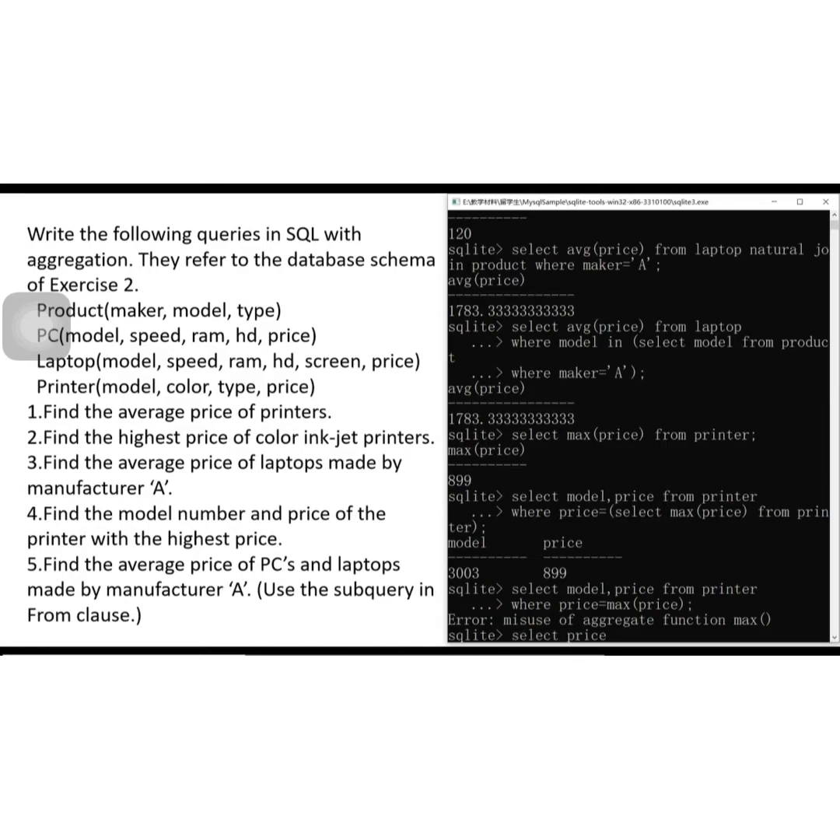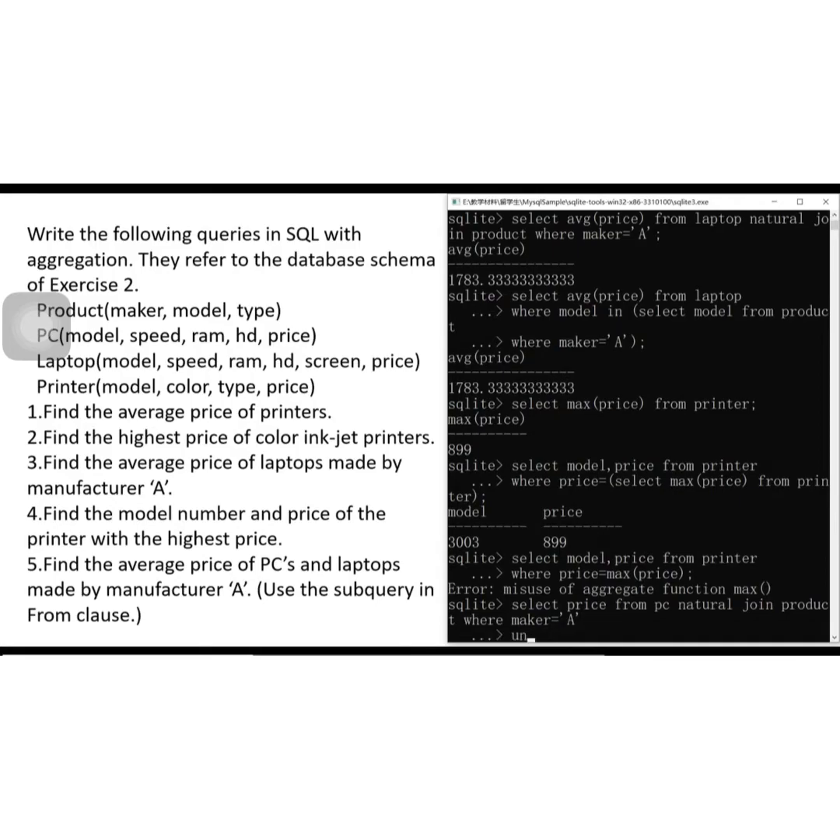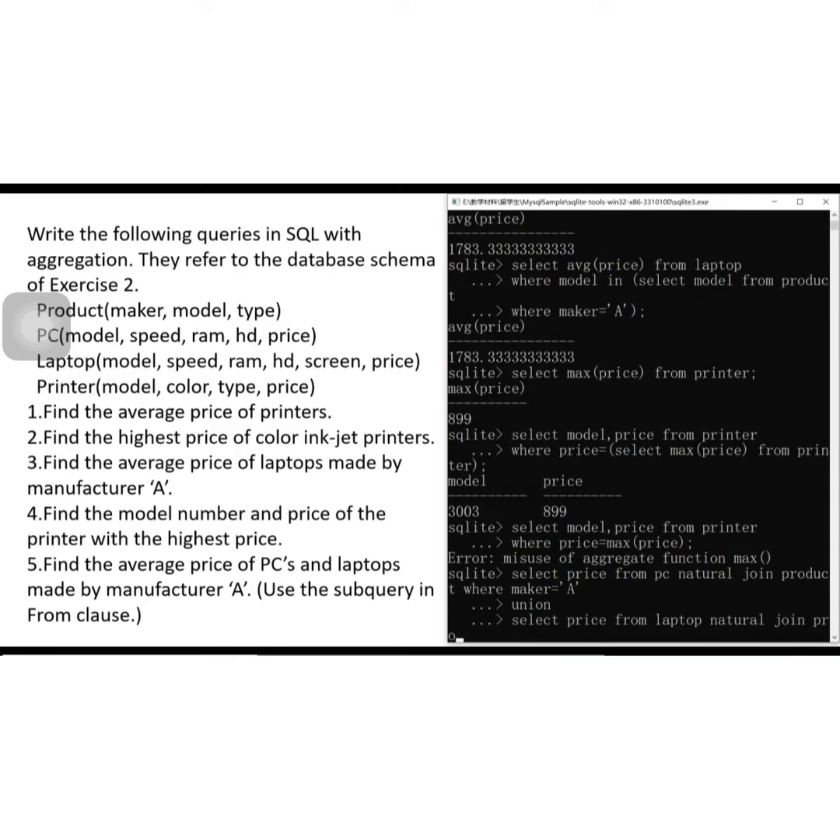Select price from PC natural join product where maker is A. From here, we can get the price of PC made by A. Then union select price from laptop natural join product where maker is A. From this SQL sentence, we'll get the price of laptops.